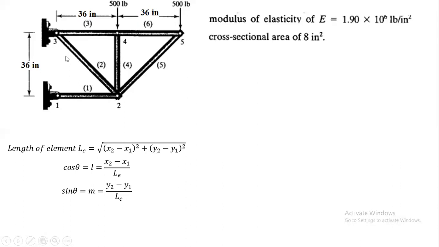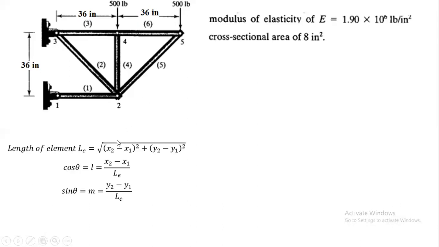Now for writing the coordinates, we are considering origin at this location. So coordinates of node number 1 are 0, 0. Coordinates of node number 2, here it is in x direction, so it is 36, 0. Coordinates of node number 3 are x is 0 and y is 36. Same thing we will get for node number 4, it is 36, 36. Node number 5, it is 72 and 36. Now these coordinates we are using.